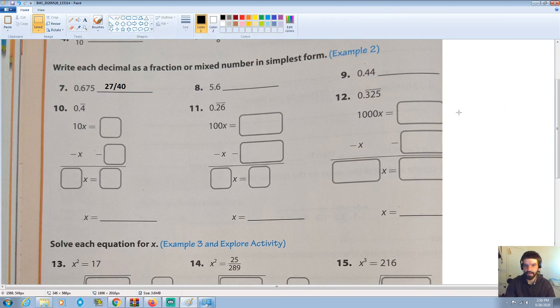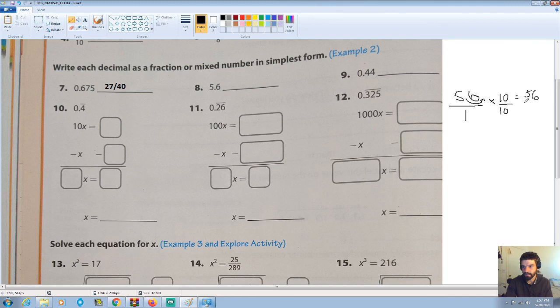So the next one's going to be 5.6. This is going to be a mixed number as a final answer. But again, we can follow that same strategy. Any number is just itself over 1, and we're going to want to move this decimal to the right one place, because that'll make it an integer. So we're going to multiply both top and bottom by 10, again using that multiplicative identity of 1, and that's going to give us 56 over 10.